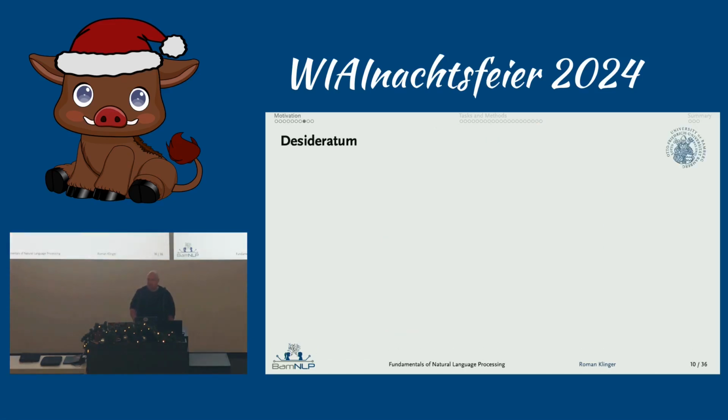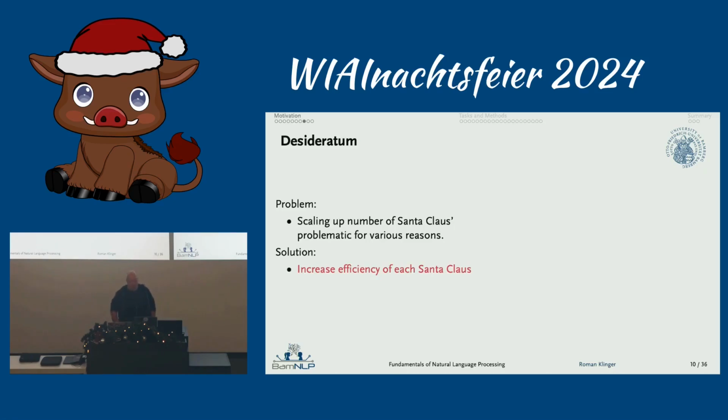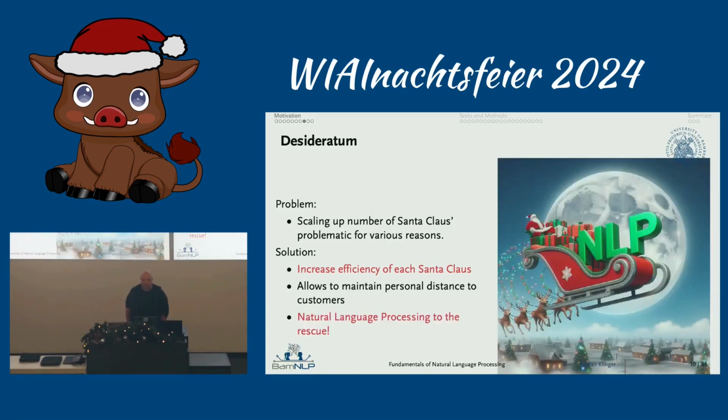So we have a desideratum that we want to fulfill. We have a problem. We cannot scale up the number of Santa Clauses. That's problematic. The solution is we need to increase the efficiency of each Santa Claus, perhaps. This allows us to maintain a personal distance to customers, so we don't have the problem that I visualized on the previous slide. And of course, natural language processing is the solution to that. That's probably not a surprise. I mean, it's the solution to everything.